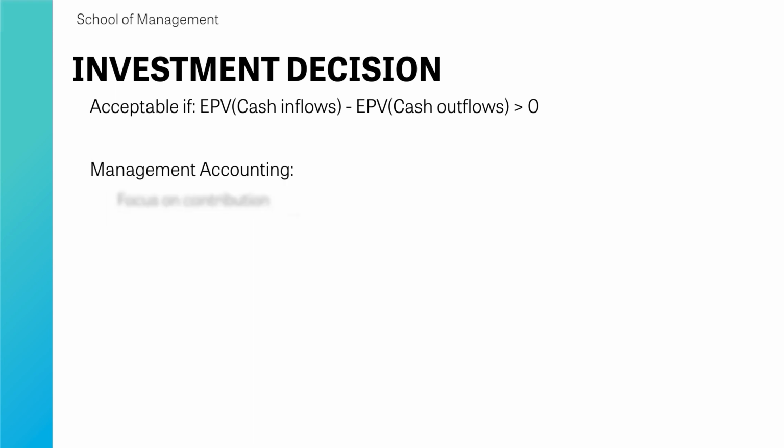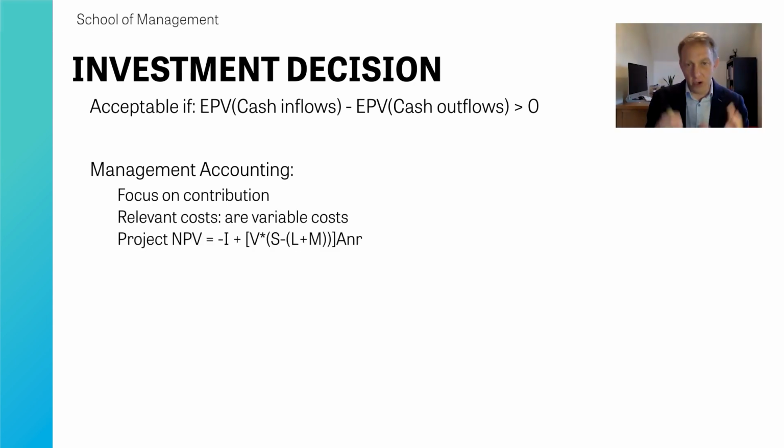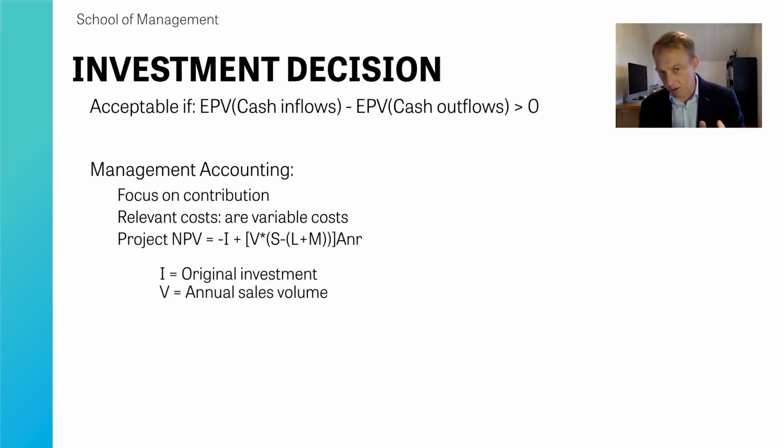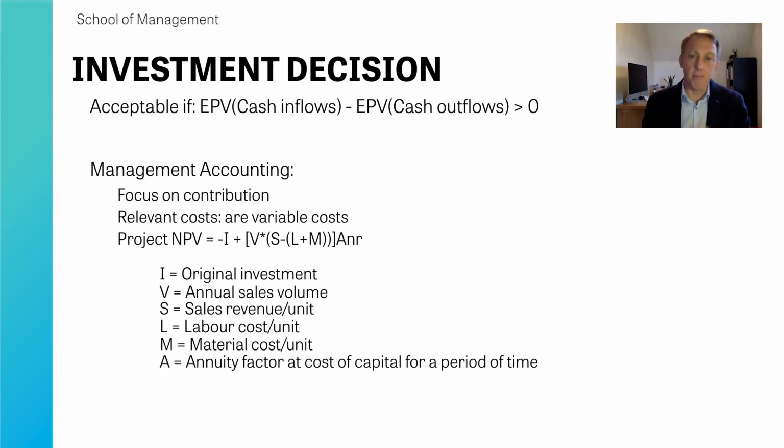The net present value focus is just going to be on all the investment going out up front. And then we've got our volume times the sales price minus our variable cost, not our total cost, just the variable cost, our relevant costs of labor and materials, our prime costs. And we're going to multiply that by the annuity factor.